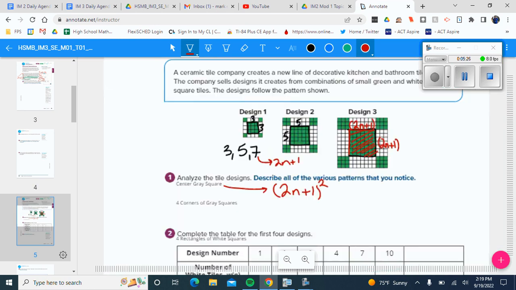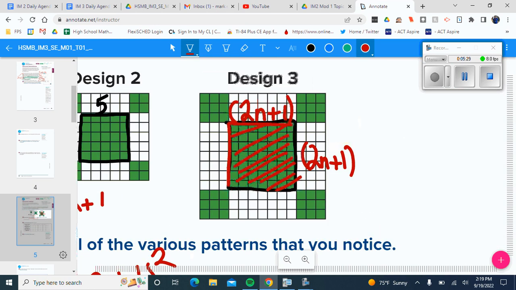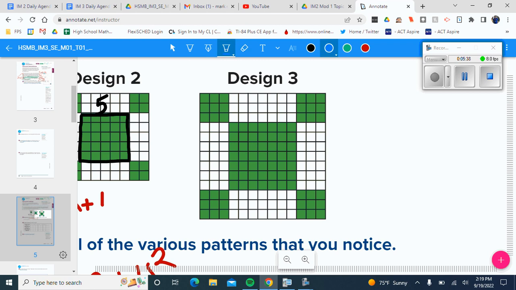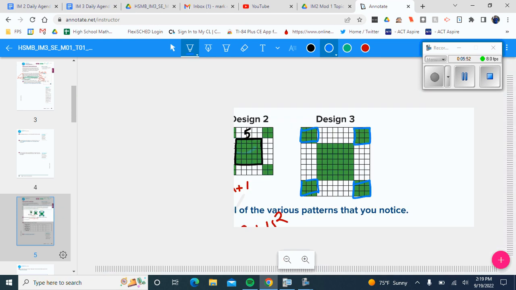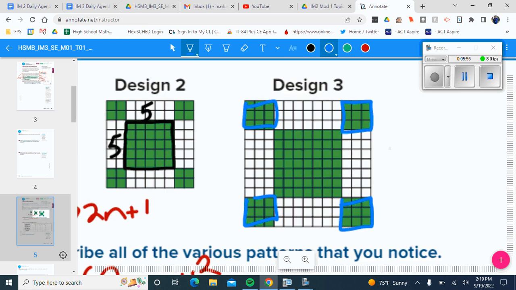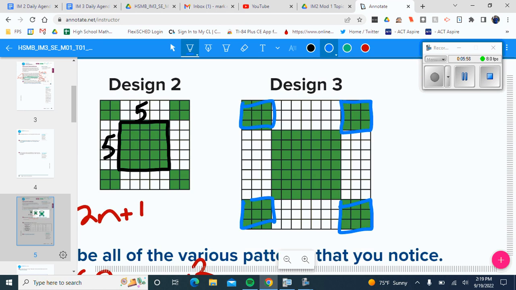Let's erase our previous work so it's a little more clear. We're talking about the fact that there are 4 squares along the edge. We're trying to come up with a pattern that's just for the 4 corners of gray squares, or in this case, it's green in your book. We know that the pattern overall will have a 4. But let's look at the design.